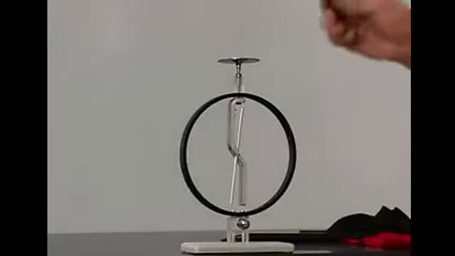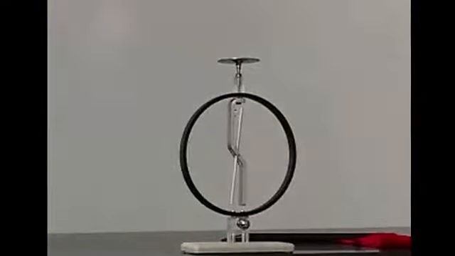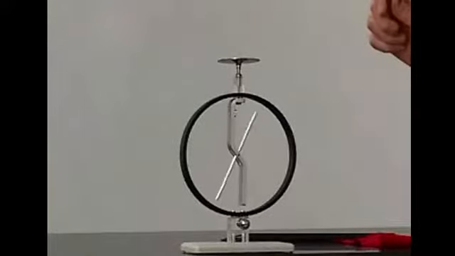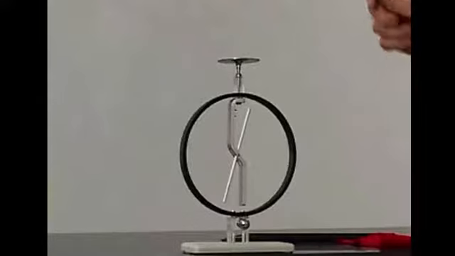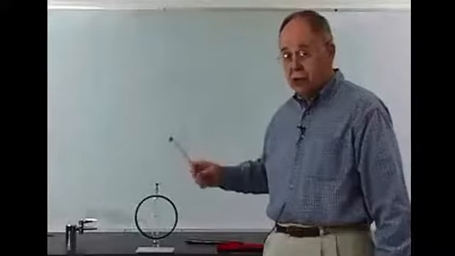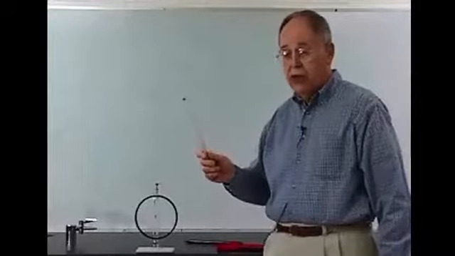What if I bring this up to it? It causes it to collapse. What if I bring a positive charge up to it? It causes it to move further away. So what I have done is I produced on here a charge on the electroscope that is opposite to the charge on the charging object. That is done by the process called induction.